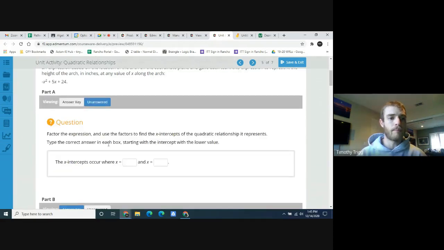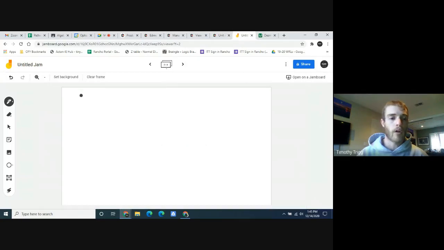Okay. So the first question says, factor the expression and use the factors to find the x-intercepts of the quadratic relationship it represents. Type the correct answers in each box, starting with the intercept with the lower value. Okay, so our equation was negative x squared plus 5x plus 24. And remember, our goal for the first question is to factor this. So we want to factor it and then show what its x-intercepts are. So let's go ahead and factor it.